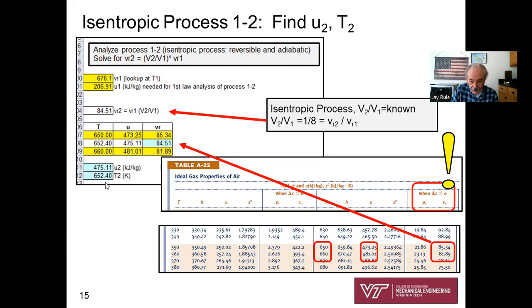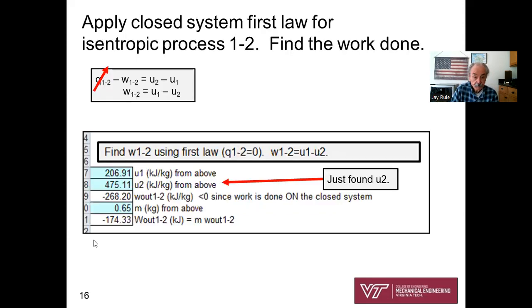Yeah. These numbers are in between these numbers. Okay, feel pretty good about that. So we've got U2 and we have T2. Okay, so at least we've got something. Okay, well, what's our next step?